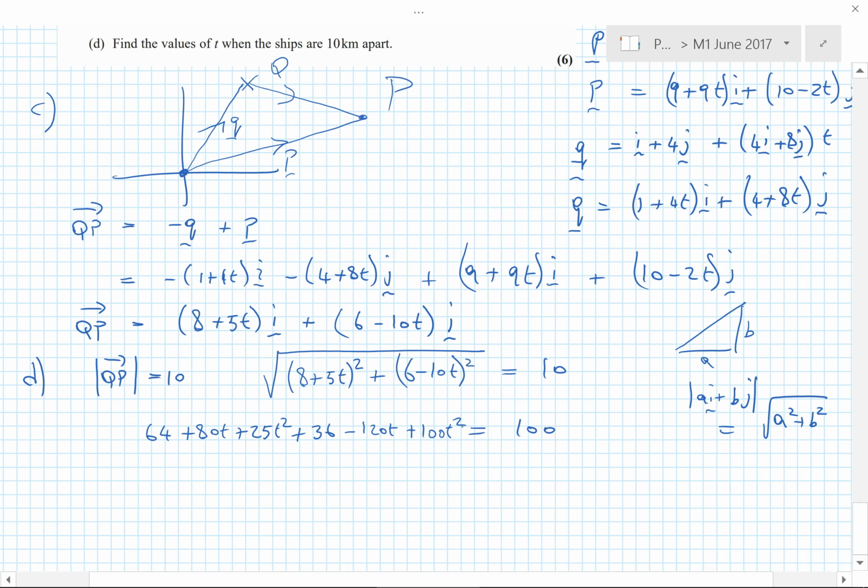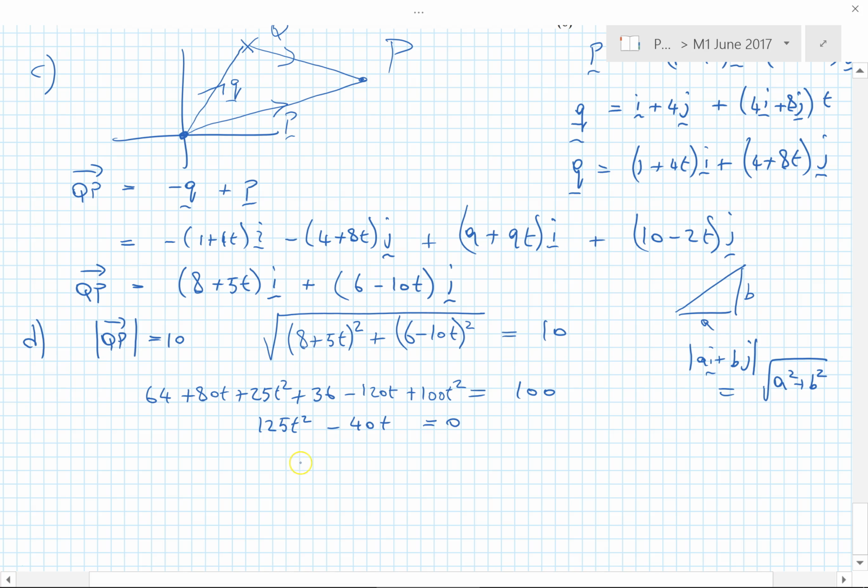is equal to 100. So tidying this up, we've actually got 64 plus 36 equals 100, which cancels with the 100 here. So we have 125t squared, and then the minus 120t plus 80t, so it's minus 40t equals 0.